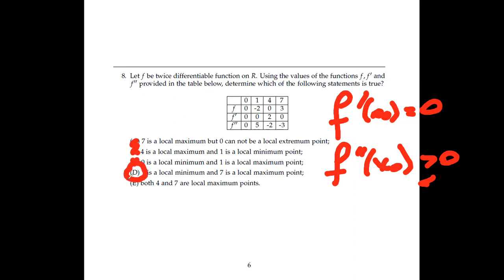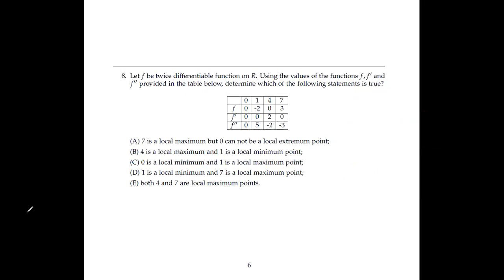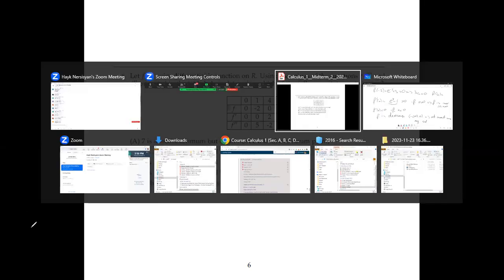Both 4 and 7 are local maximum points? No, 4 is not a maximum point. It's not a minimum because derivative is not 0. It is not even a critical point. So D is the only correct answer. Okay. Now 8 and 10.